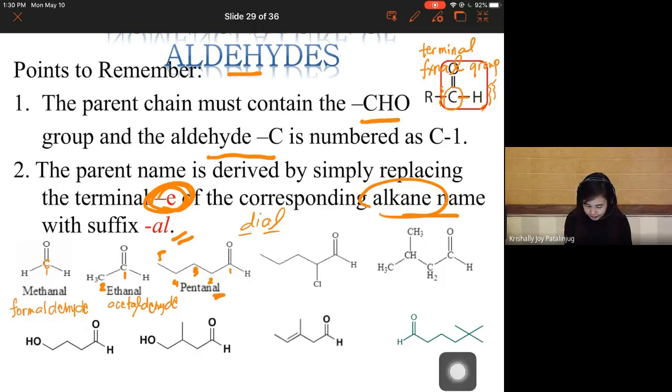Okay? Next. For this compound, pentanal din siya, 1, 2, 3, 4, 5. Pentanal din siya, but meron siyang substituent nasa carbon 2. So you name it, 2-chloropentanal. So ano lang, 2-chloropentanal.